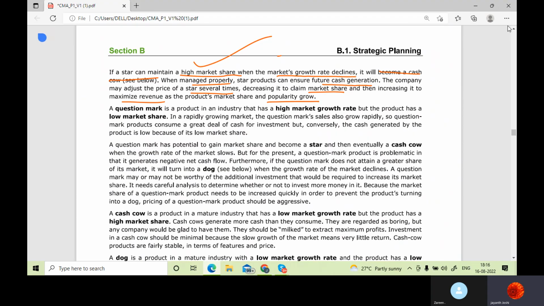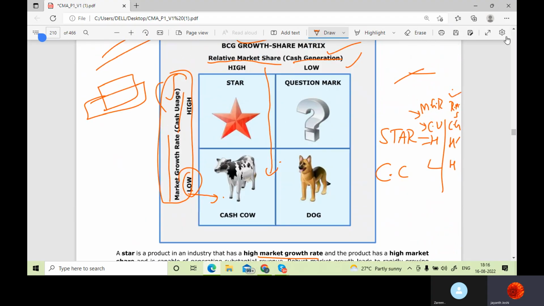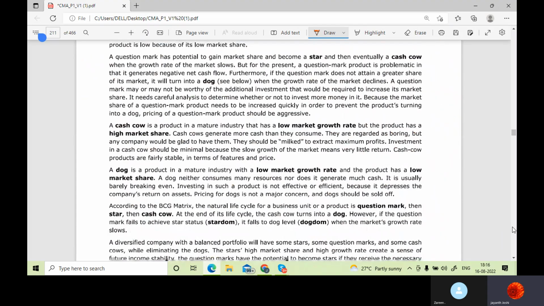Okay, then comes the question mark. You see the question mark, from this side we see it has a high growth rate but a low market share. So question mark: high growth rate and low market share, and then we'll go for dog. Okay, so let's see what's happening with the question mark.